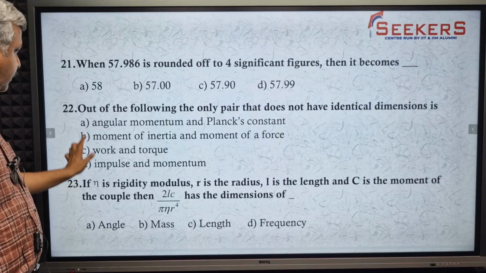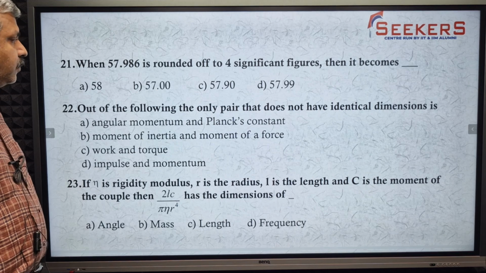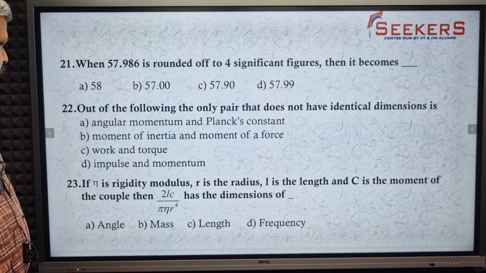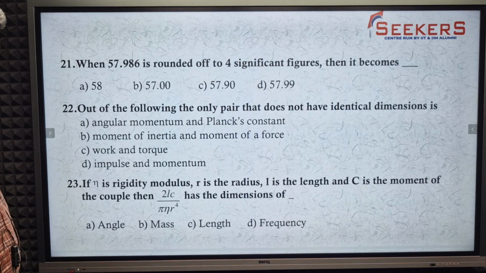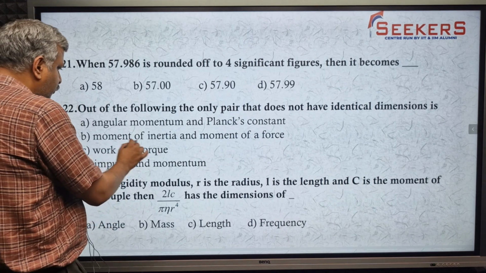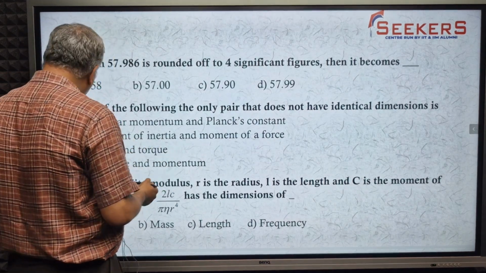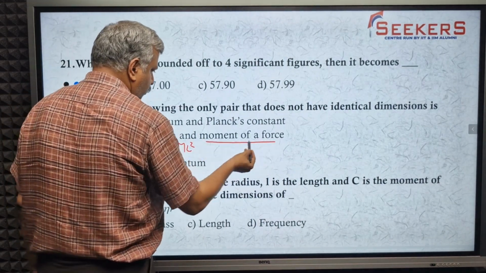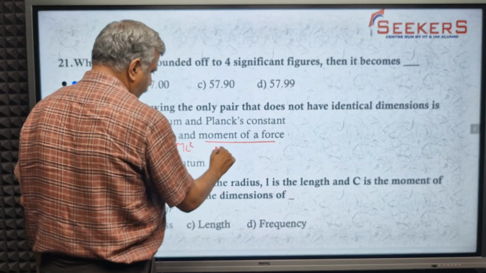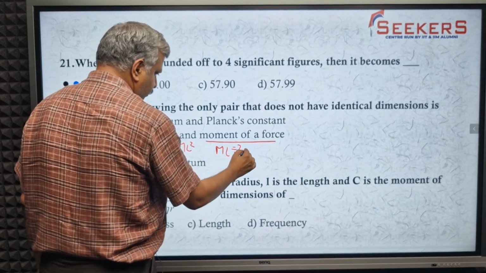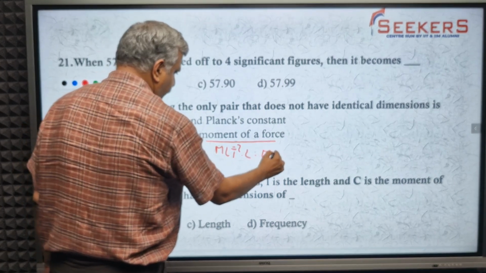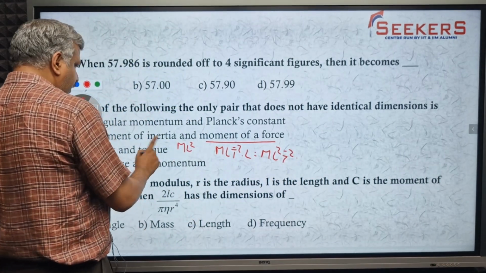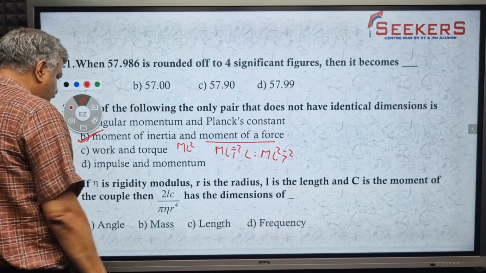So the question is, out of the following, the only pair that does not have identical dimensions is. As I look at this, my eyes fall on moment of inertia and moment of a force. Moment of inertia is simply ML squared, while moment of a force is force into distance. So M L T power minus 2 into L. So that will become M L squared T power minus 2. So these two don't have the same dimension. So option B should be the right answer.